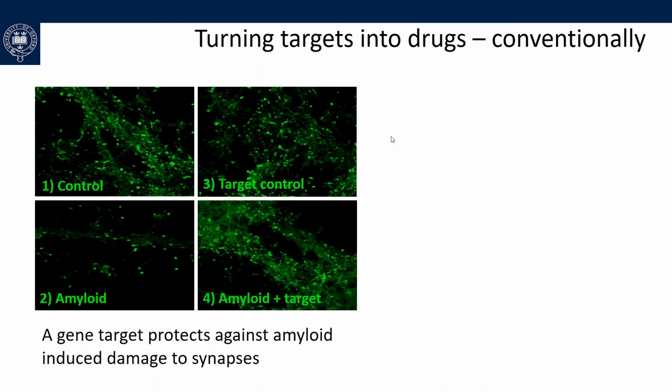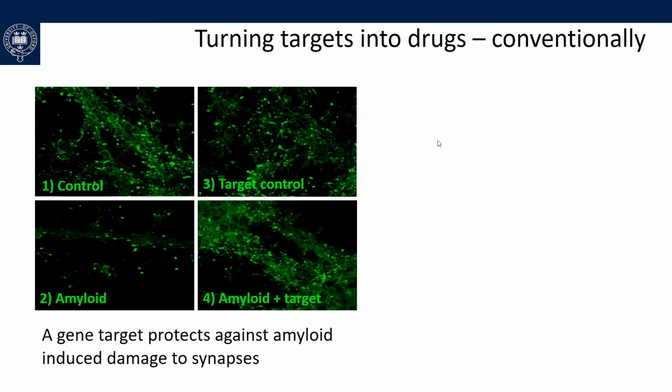What you're looking at here are neurons in vitro, which we've stained with a synaptic protein. So you can see the control cells in the top left, lots of synapses. You can see down in the bottom left, when we treat these neurons with amyloid, they lose synapses. And then top right is a control, and bottom right is when we treat with amyloid and we knock out the target with an inhibiting molecule, siRNA.